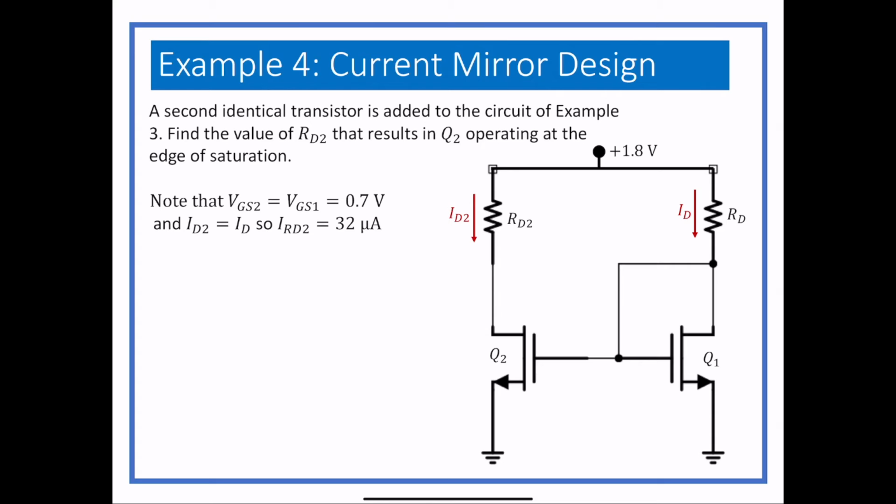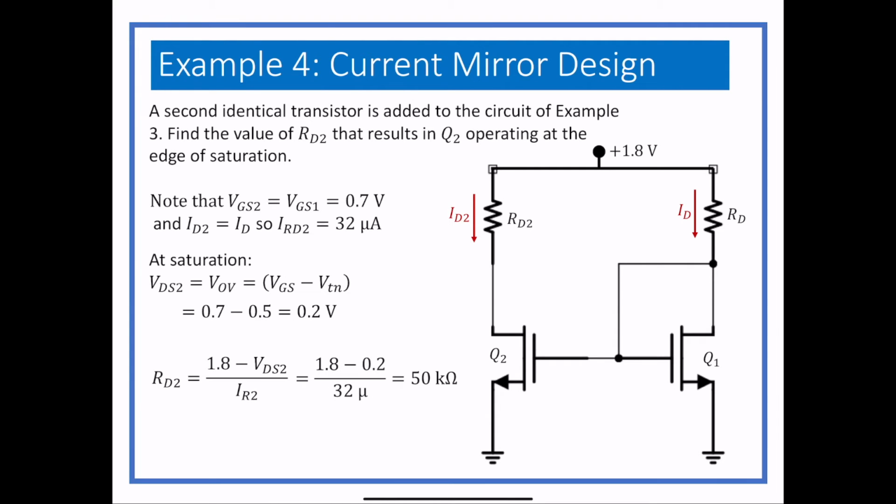And remember that the point at which saturation occurs is when the drain to source voltage is exactly equal to the overdrive voltage. So that value is equal to VGS minus threshold value. We have both those values. So all we do is take 0.7 minus 0.5, we get 0.2 volts. So that's the edge of saturation value of voltage. And once we have that, we have enough voltages and current to use Ohm's law and figure out RD2. We know that at the top of it is 1.8 volts, at the bottom of it is 0.2, and then we're dividing by the current, which is 32 microamps, and we get 50 kiloohms.